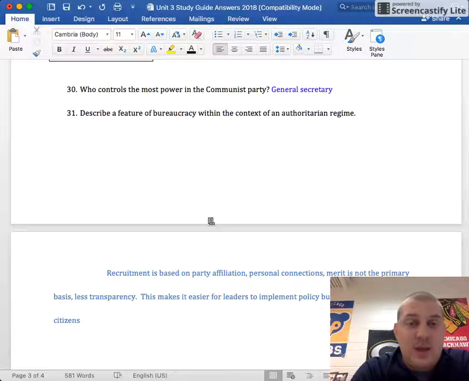And within an authoritarian regime, there's less transparency, so they're going to do what they want. This makes it easier for leaders to implement their policies, but they don't respond to the citizens. So they don't listen to what citizens have to say. They just make decisions. So quick decisions are made, but again, they're not always the best decisions for the country.